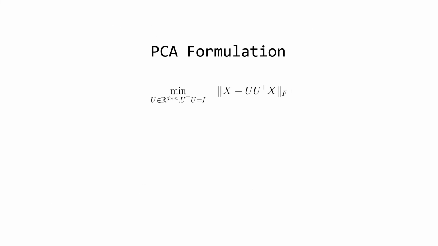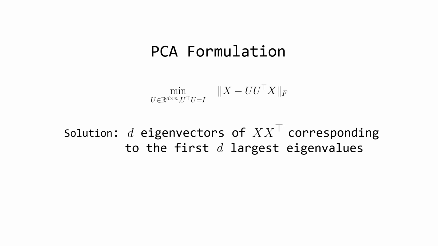This leaves our final formulation. Solving the PCA problem would be equivalent to finding the orthonormal matrix of size d times n, which minimizes the Frobenius norm of the matrix X minus U transpose U X. And the solution to our PCA problem is d eigenvectors of the matrix X X transpose corresponding to the d largest eigenvalues. I will cover the proof of this fact next.